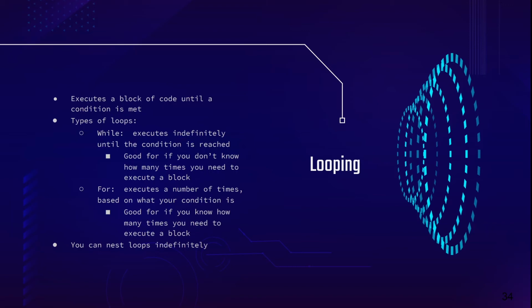For loops execute a number of times based on whatever your condition is. It's good if you do know how many times you need to execute. You can nest loops indefinitely, just like if statements. You shouldn't, that's actually even worse in terms of debugging, but you can.